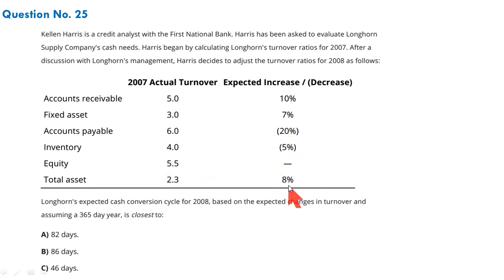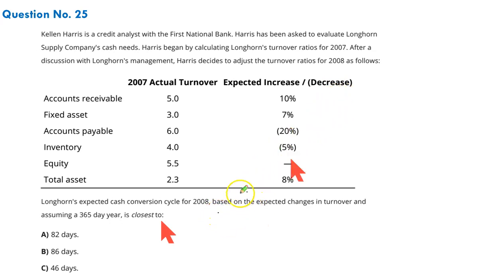Very good question indeed. We need to save time. We need to find a quick way to get our result. Longhorn's expected cash conversion cycle based upon the expected changes in turnover, assuming 365 days a year. If we start computing each number separately and then plug it in the formula one by one, it will take a lot of time. What we should do is follow a smart approach. What is the smart approach? This is the smart approach.